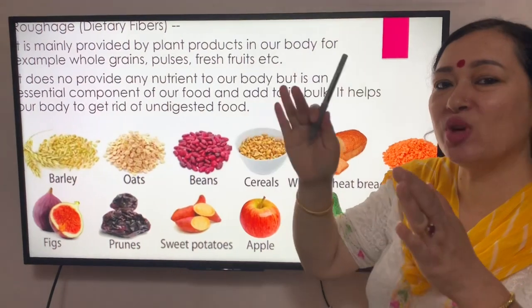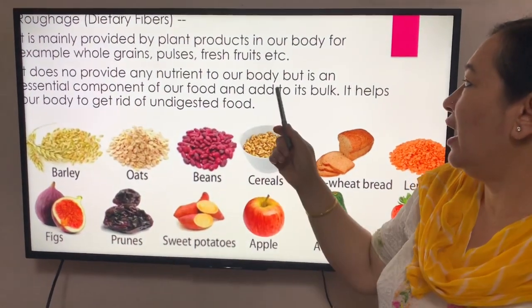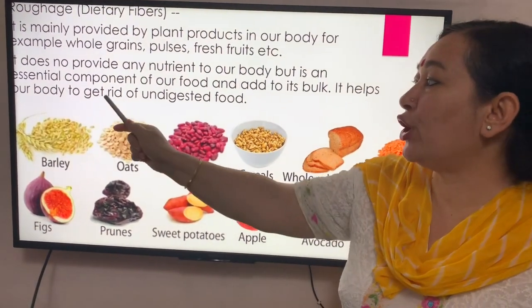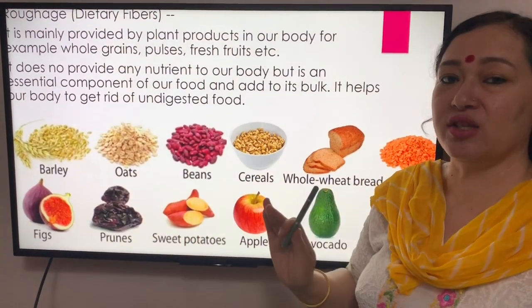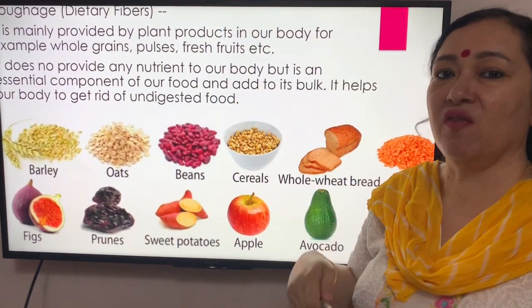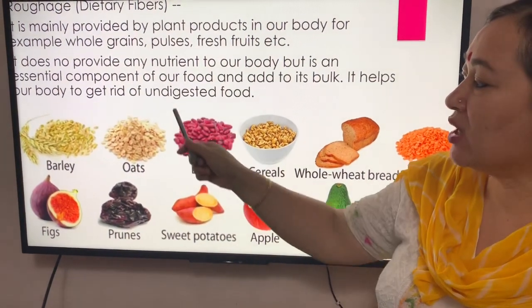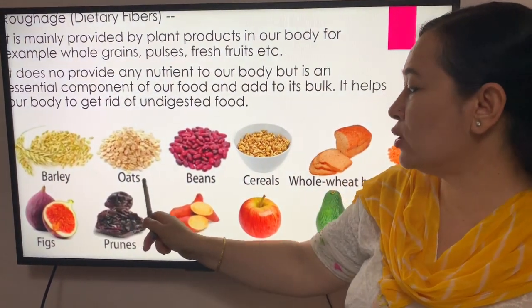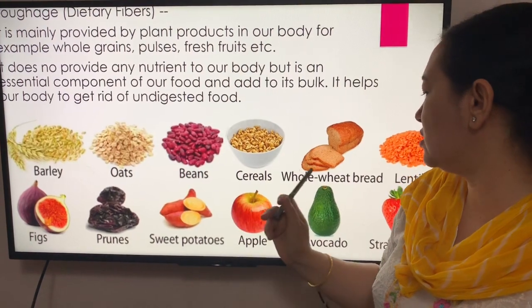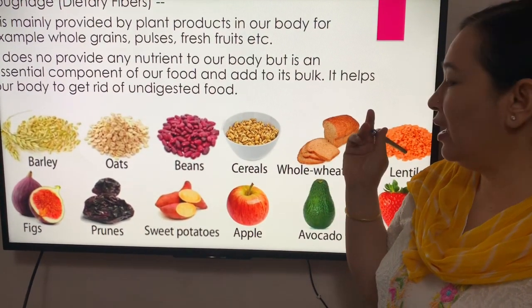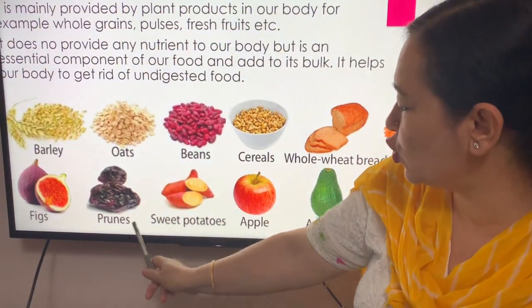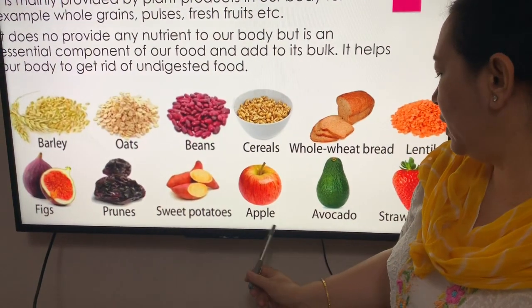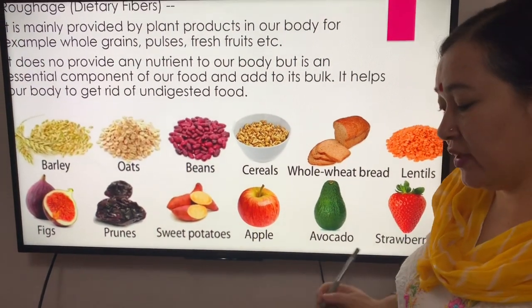It helps to clean our intestine and it helps the body to get rid of undigested food material that is present in our intestines. Now, some of the examples of roughage are barley, oats, beans, cereals, whole wheat bread, lentils, figs, prunes, sweet potato, apple, avocado, strawberries.